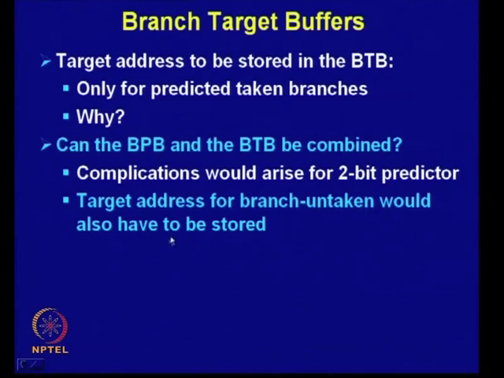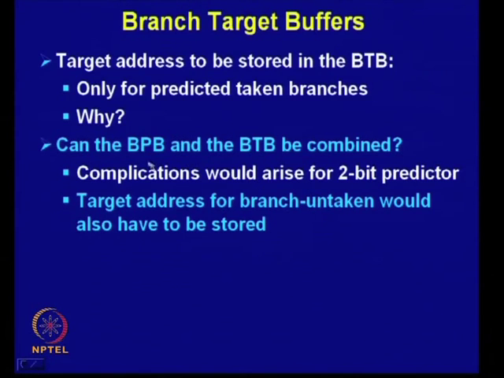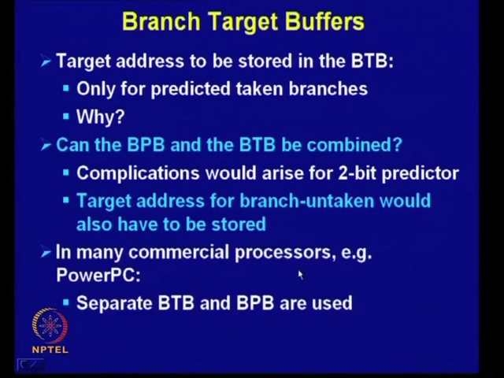We have seen in a 2-bit predictor the states 00, 01, 10, 11: predict untaken, predict untaken, and again 01, predict untaken, predict taken. So, this will require that the target address for a branch untaken would also have to be stored. That means, whenever we are using a 2-bit predictor, it is not only necessary to store the information of the branch taken addresses, but you also have to store the addresses of branch untaken addresses. That is the complication that arises whenever you go for a combined branch prediction buffer and branch target buffer in the case of a 2-bit predictor.